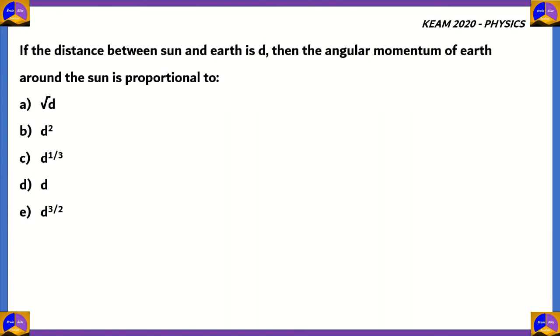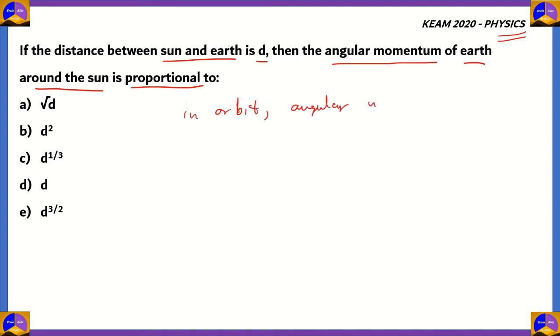Now let's look at some questions of physics. If the distance between the sun and the earth is d, then the angular momentum of the earth around the sun is proportional to under root of d, d squared, d raised to 1 by 3, d raised to 3 by 2. So in orbit, we find that the angular momentum is conserved. So we can write angular momentum L as m times v times r.